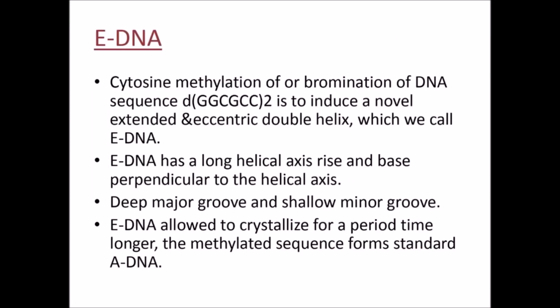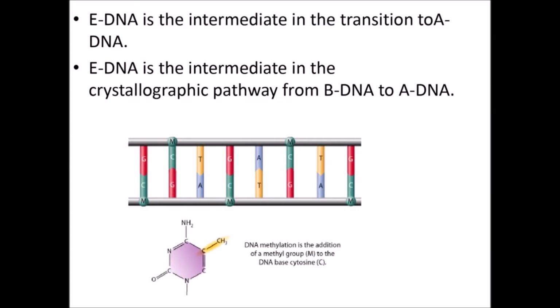Next is E-DNA. Cytosine methylation or bromination of a DNA sequence can induce a novel extended and eccentric double helix, which we call E-DNA. It has a long helical axis rise and bases perpendicular to the helical axis, a deep major and shallow minor groove. When E-DNA is allowed to crystallize for a longer period of time, the methylated sequence forms standard A-DNA. E-DNA is the intermediate in the transition to A-DNA. E-DNA is the intermediate in the crystallographic pathway from B to A-DNA. See the diagram of E-DNA.